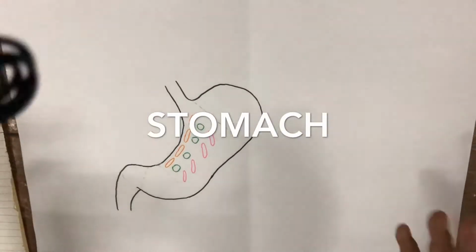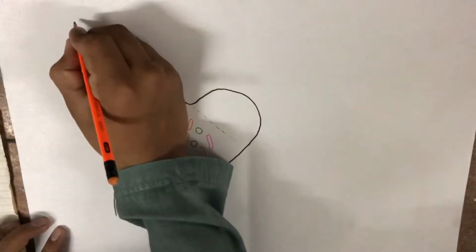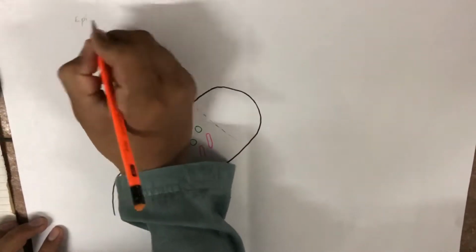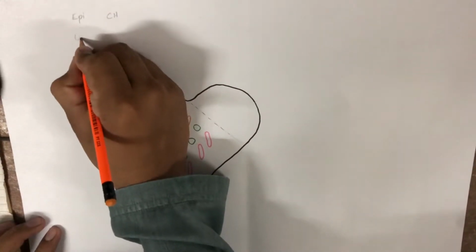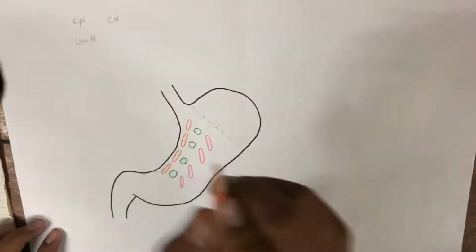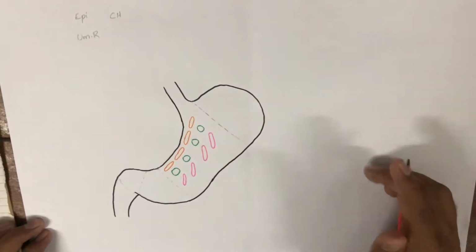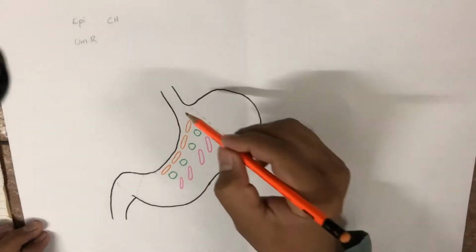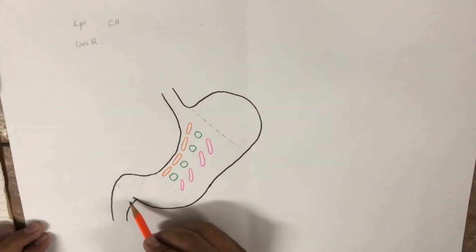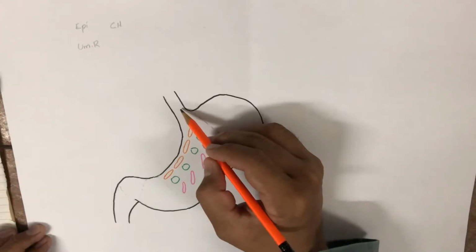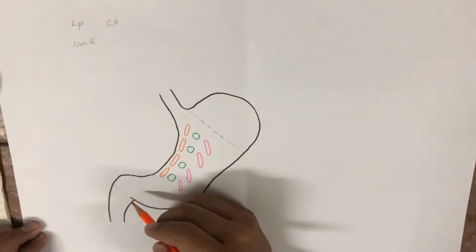Stomach, what is stomach? Stomach is the dilated part of the alimentary canal. It is located in the epigastrium region and hypochondrial region, and also in the umbilical region. Now, if we talk about the stomach, it has two openings. One is the cardiac opening and the other is the pyloric opening. Or we can say that one is the cardiac orifice and the other is the pyloric orifice.